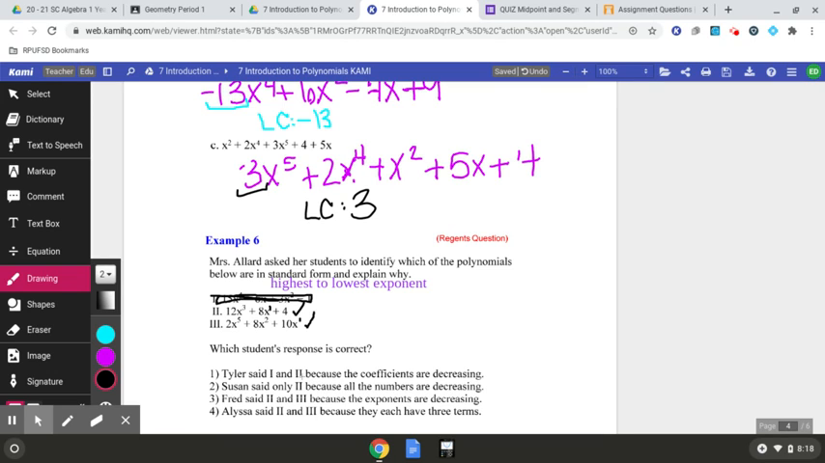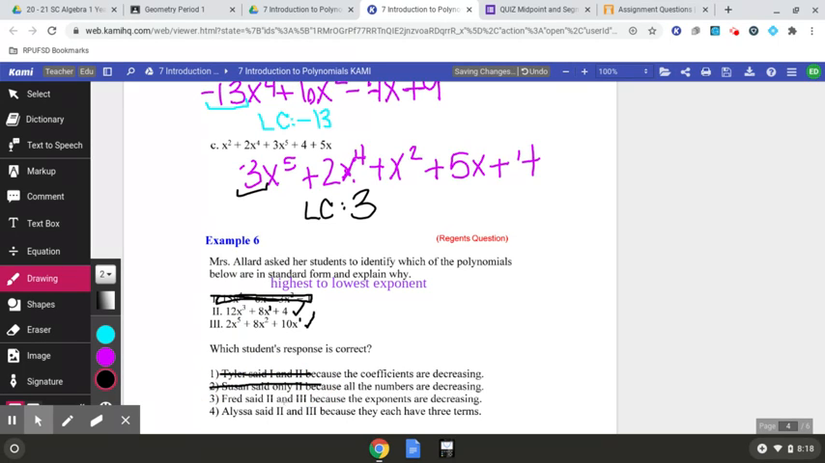So when I look at my 4 choices, choice 1 says Tyler said 1 and 2. So automatically I'm crossing that off because he said 1, which is not true. Choice 2 says Susan said only 2. Well, we see that it's not just 2, it's actually 2 and 3.